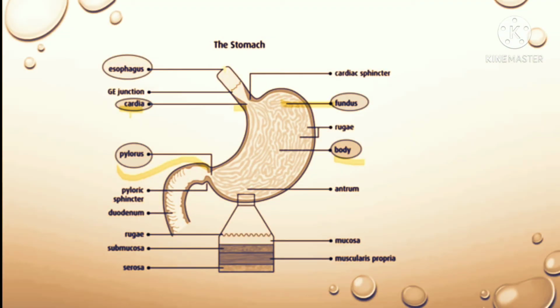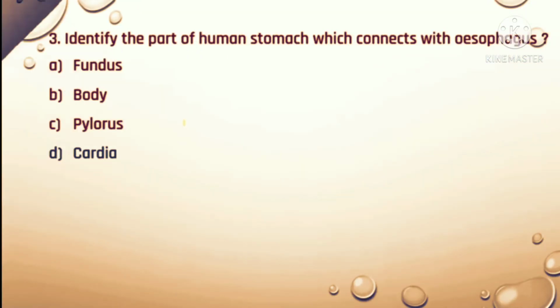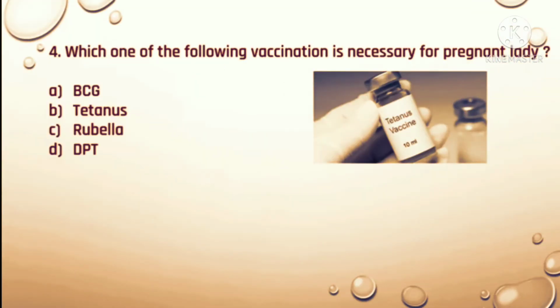This is the pyloric sphincter which connects the stomach to the duodenum, and from the esophagus which connects the stomach, it is called cardiac sphincter. So here the right option is cardiac sphincter or cardia. The right option here is D, cardia.